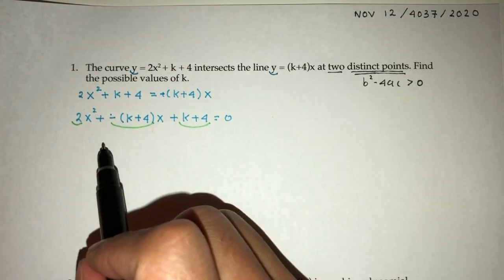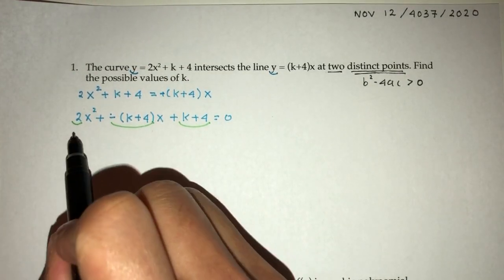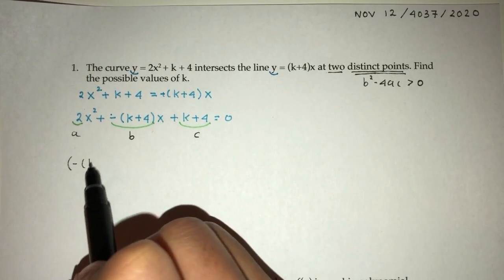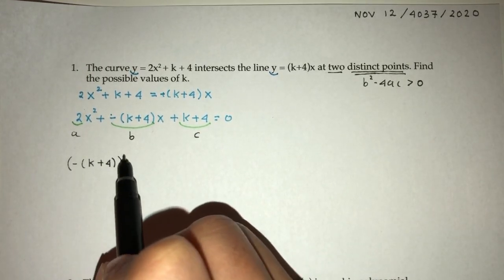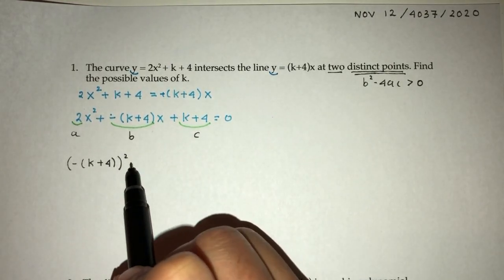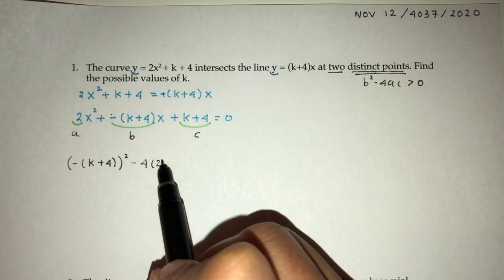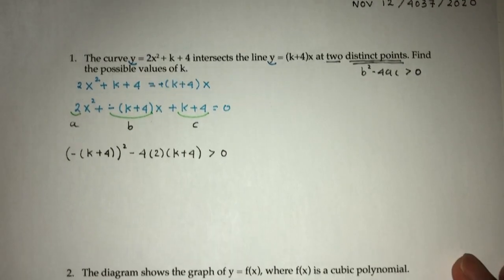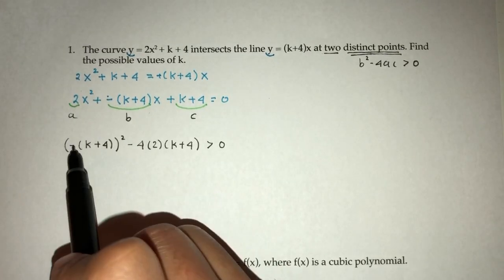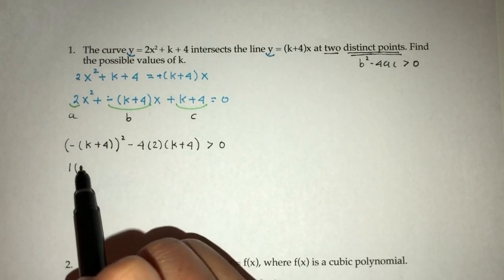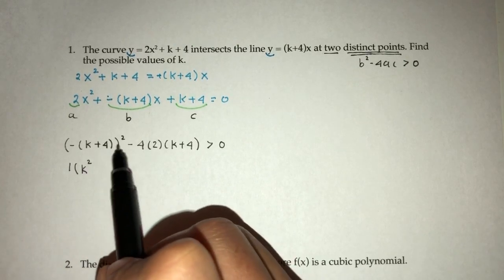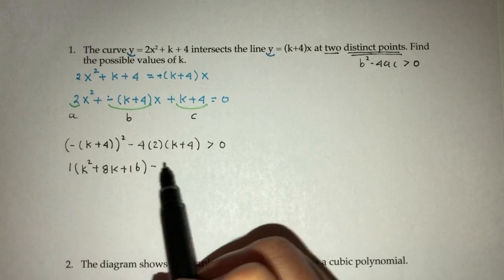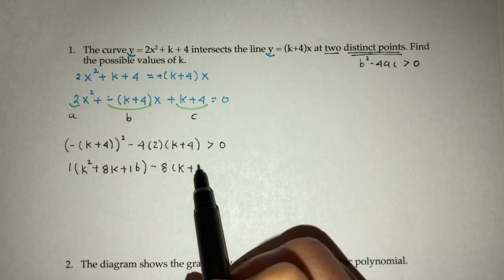So b squared is this one, so this is A, B, and C. Minus square, minus 4 times A is 2 and C is k plus 4 is more than 0. Now we have to expand the brackets. So square minus becomes 1, right? And here we have k squared, and here will be plus 8k and plus 16 minus 8 times k plus 4.